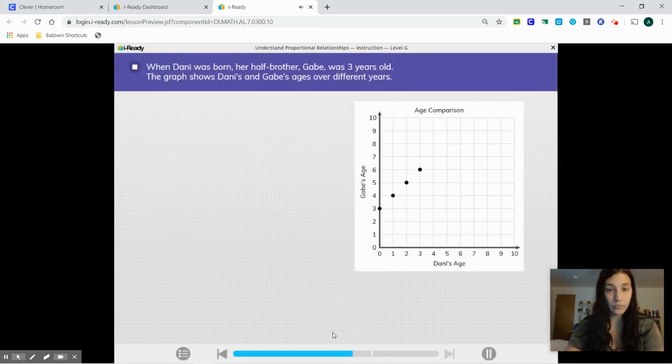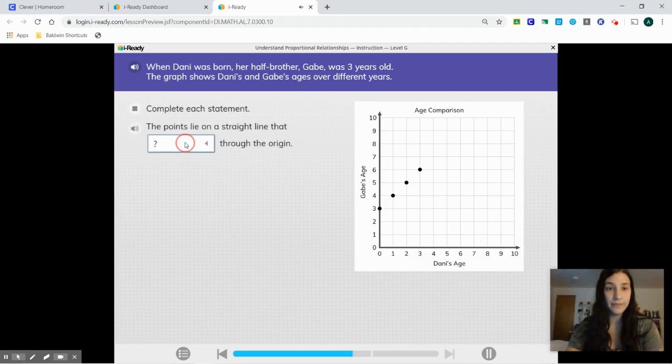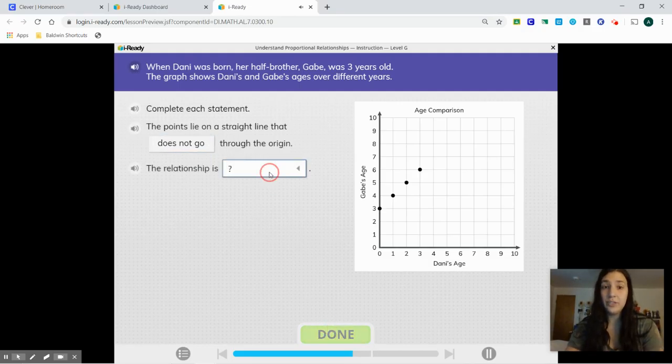When Danny was born, her half-brother, Gabe, was 3 years old. So right away, we see the graph shows Danny's and Gabe's ages over different years. It's a straight line, not through the origin, so not a proportional relationship. Complete each statement. So the points do not go through the origin. So the relationship is not proportional.